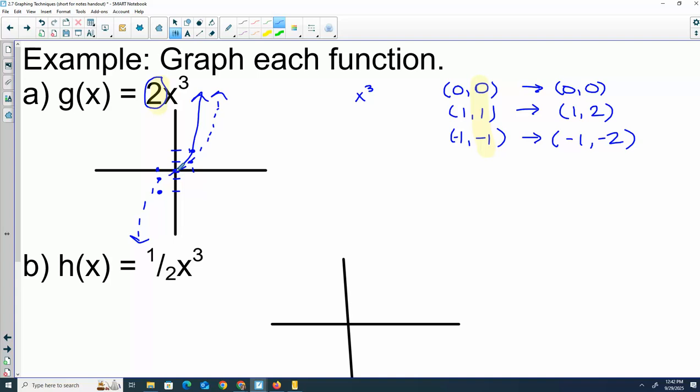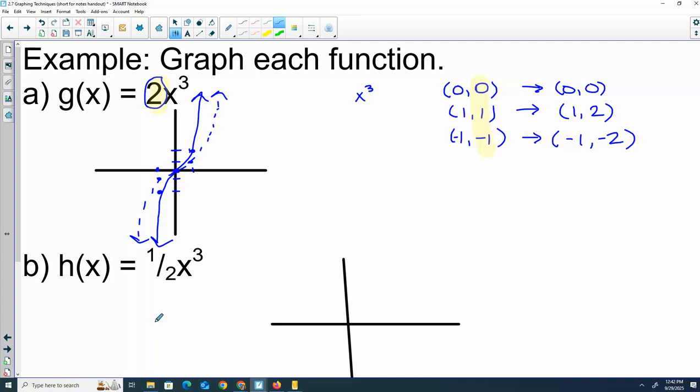I'll do that as a solid. If you don't do a dash and solid, you have to label which one is which. If you do dash and solid, I'll assume the dash was your parent function, the solid is your original. And does that do what we would expect? Think about x cubed. If you're taking the height times 2, you're stretching that rubber band, so it's going to get skinnier when we do that.